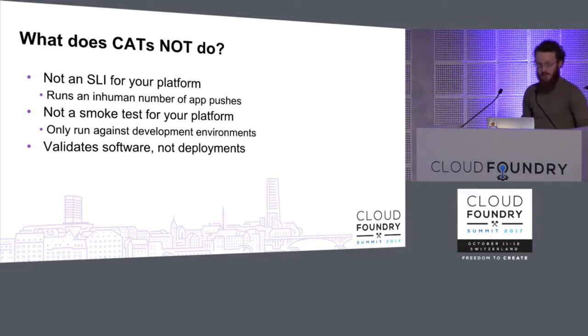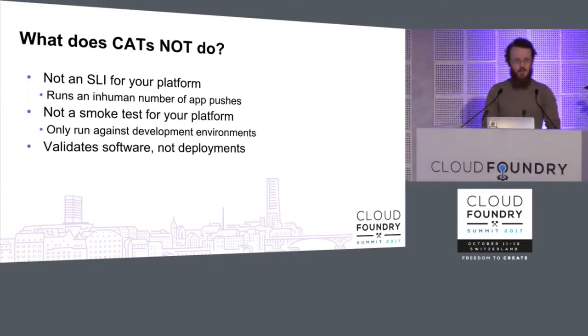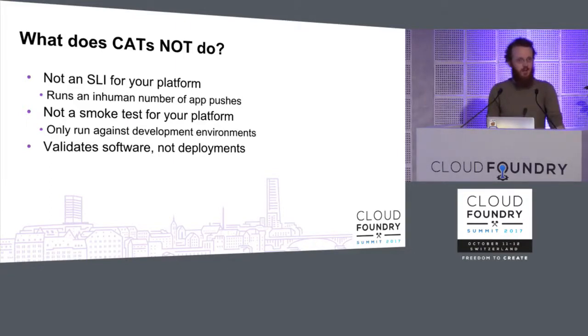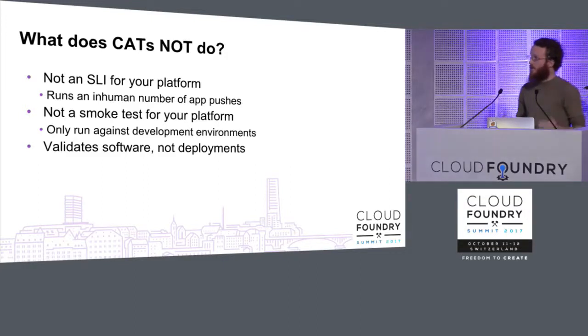When I talk about what CATS is not, CATS is not an SLI, or service level indicator, for your platform. It is not intended to say that because I have run CATS, I know I can handle this much traffic, or my platform has these kinds of performance guarantees, I can handle this many apps. It's just supposed to validate that the software that you're running can perform a CF push, can bind a route, can do the basic things that a developer needs to do when using Cloud Foundry.